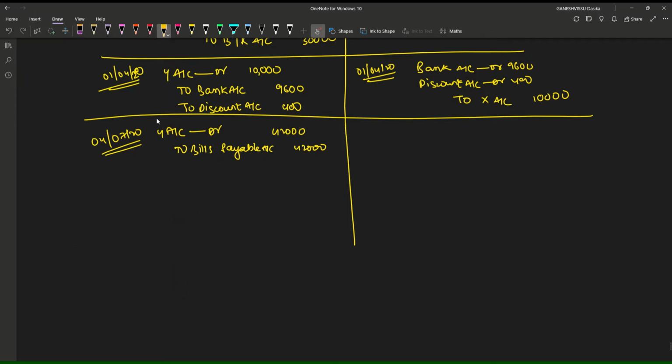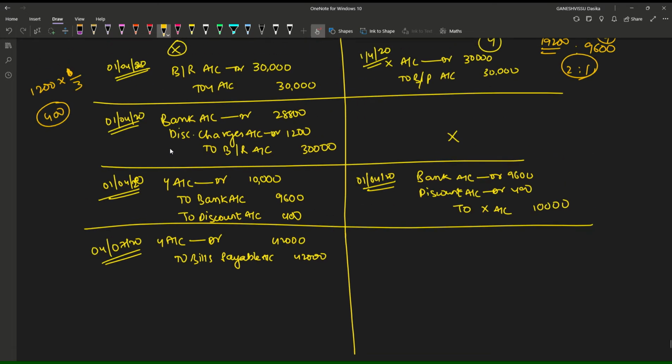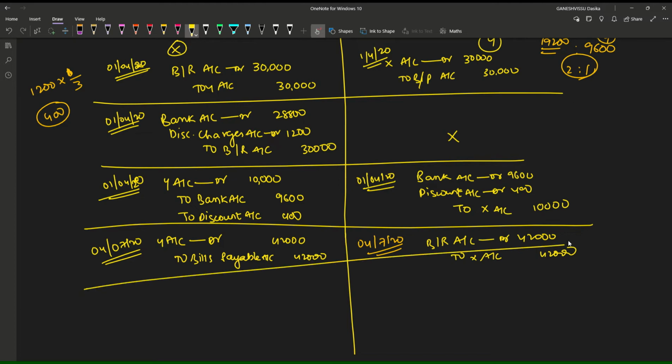Okay, what has X done here now? X has accepted the bill which has been drawn by Y on X. Bills payable has been accepted by X. This is bills payable in the case of X, and that would be bills receivable in the case of Y. On 4/7/2020, bills receivable account debit to X account for 42,000 rupees. This is the amount on the bill.